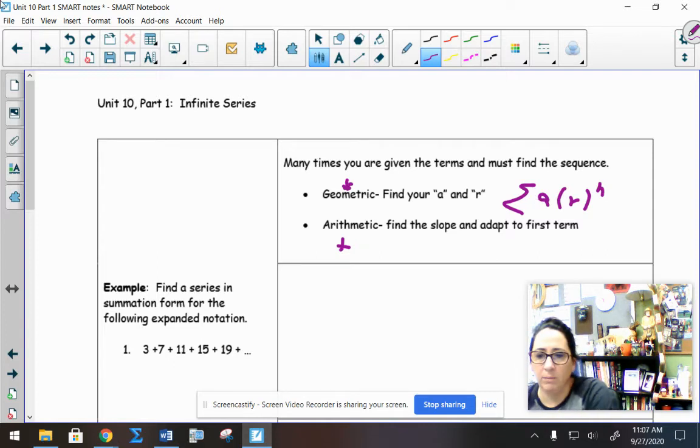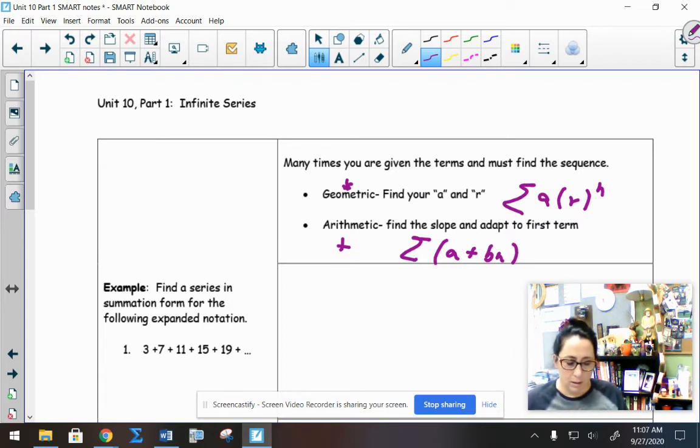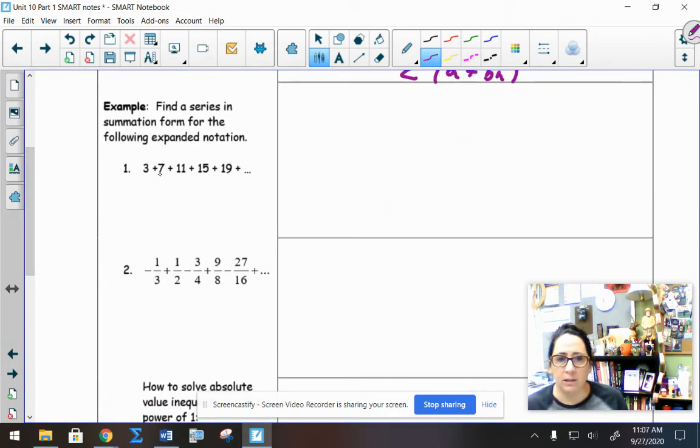If I look here, I can see I went up by 4, I went up by 4, I went up by 4. So I'm clearly adding 4 to each term. This is arithmetic. So if I'm adding 4 to each term, that is my slope. 4 is my slope. So if I start at 0 and go to infinity, I know I'm going to have a slope of 4. So I'm going to put the 4 with the n. And then if I start at 0, then that's 0, but that doesn't match my first term being 3. So I'm going to have to say plus 3 in order for those to match.